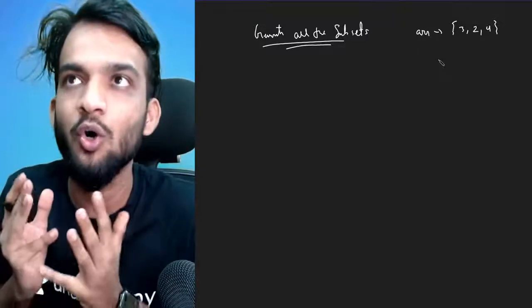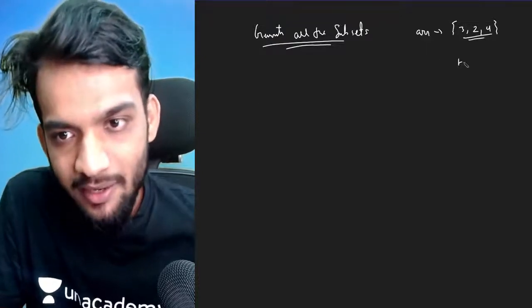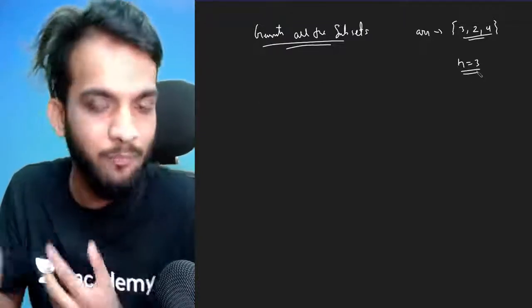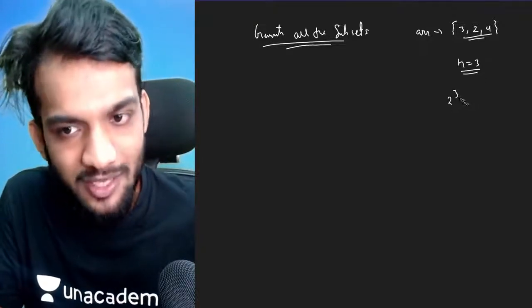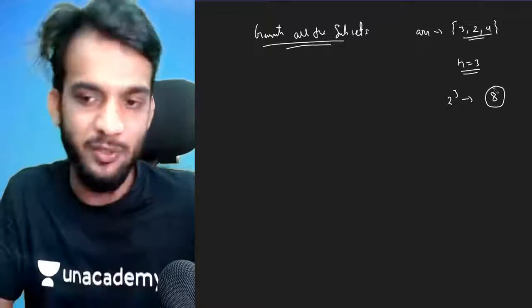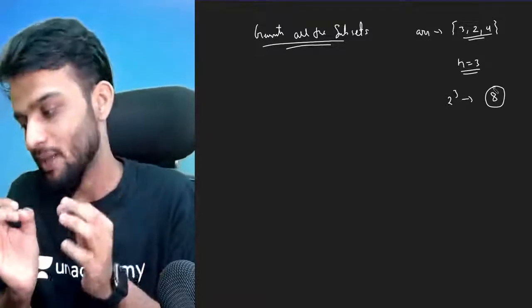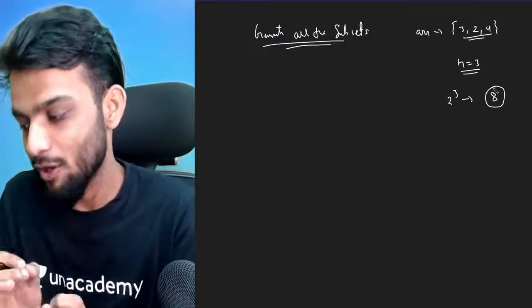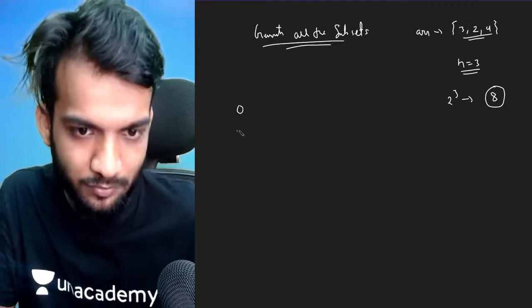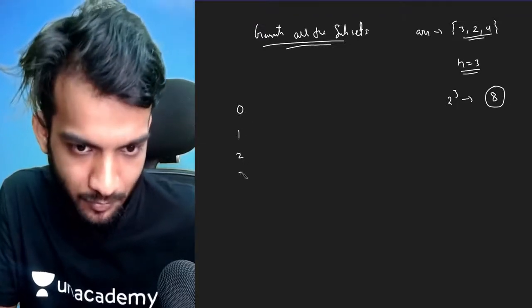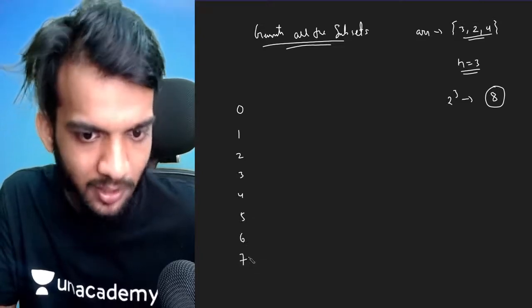Okay, so always do this. If n is 3, the number of elements is 3. So 2 to the power 3 is 8. And these will be the number of subsets. Okay? And if these are the number of subsets, what we will do is start writing the numbers in this fashion.